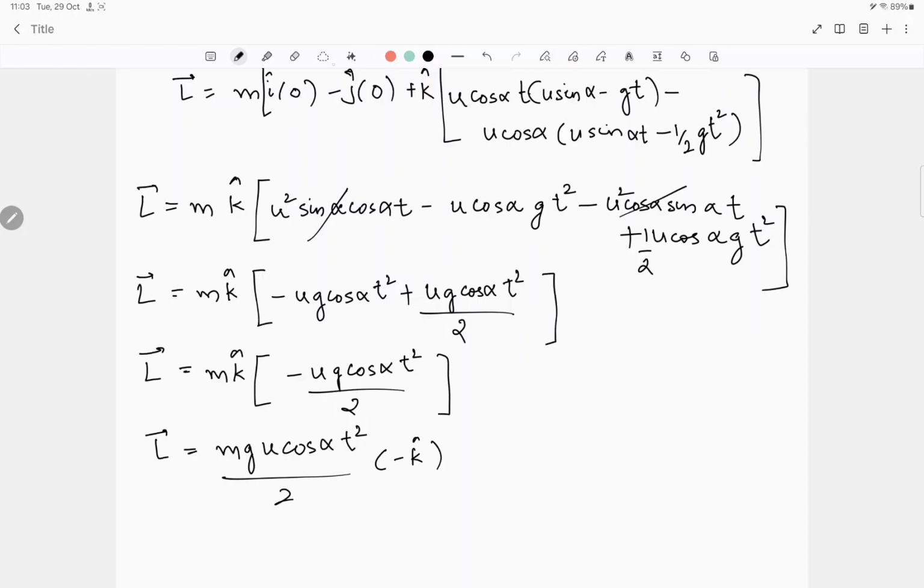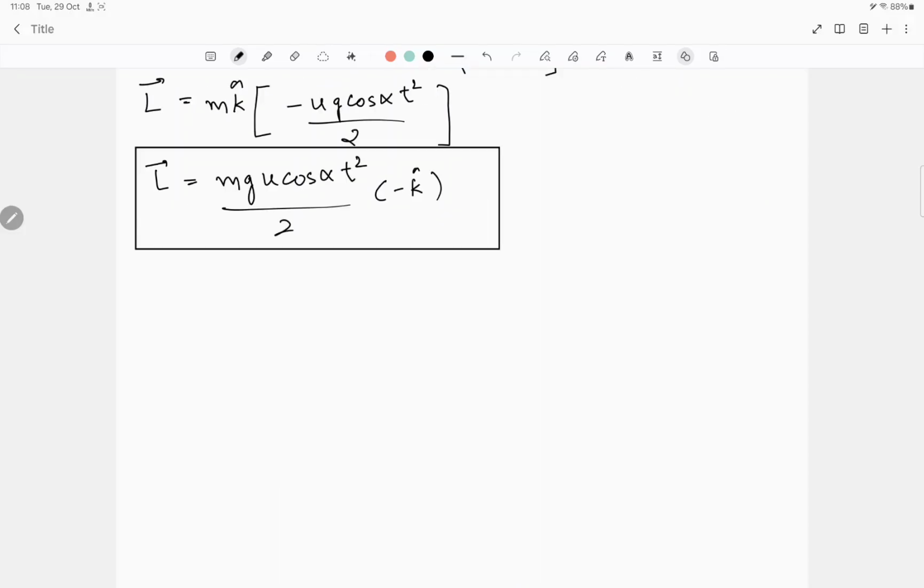This seems good. Okay, let's decorate it now. So now let's look at another method to solve this problem. Method 2.